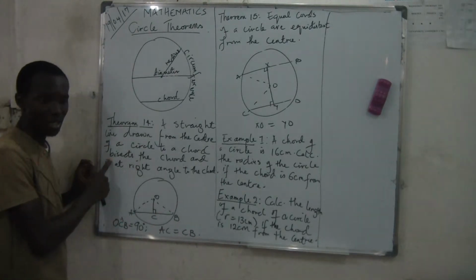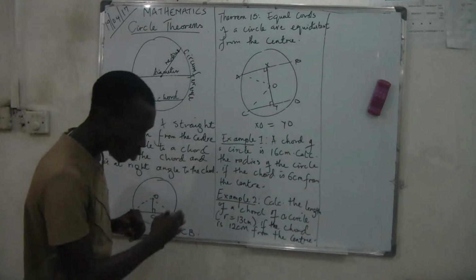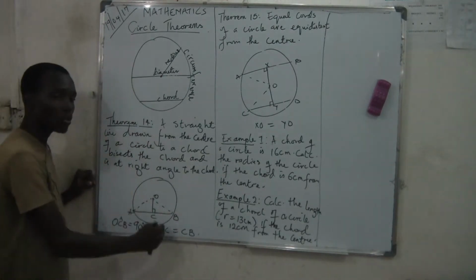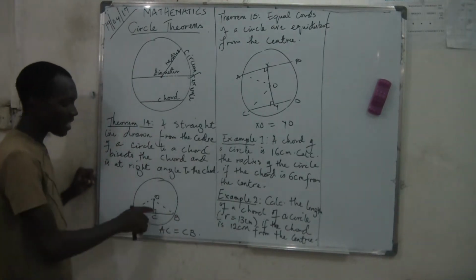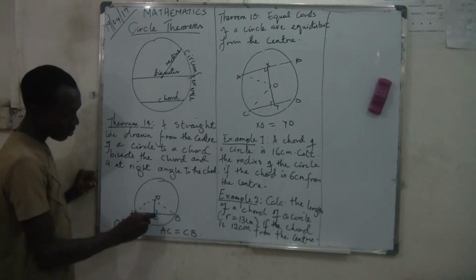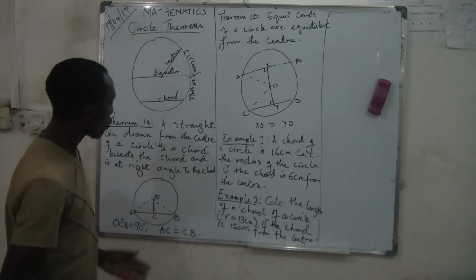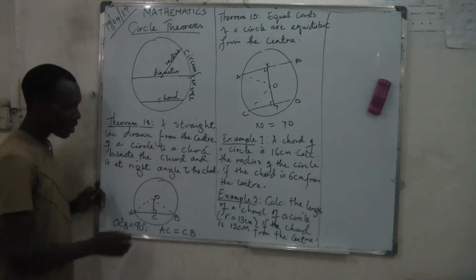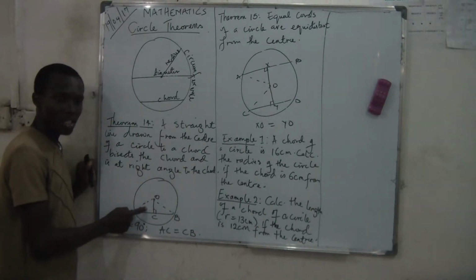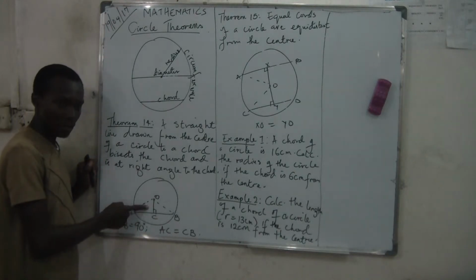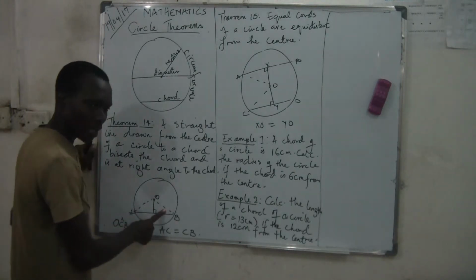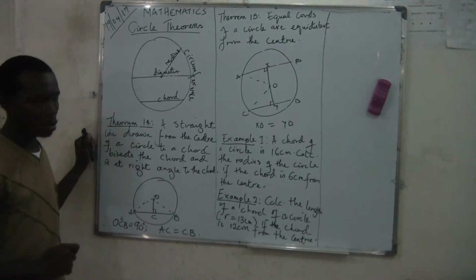So this line that is drawn here bisects the chord into two equal parts. That is what the word bisect means. Bisect means to divide into two equal parts. And it's at right angle. So that's the first theorem we look at. It's a simple theorem. So if this is at right angle, it means that what we are having here is a right angle triangle. And this other part is a right angle triangle. That's something to note.